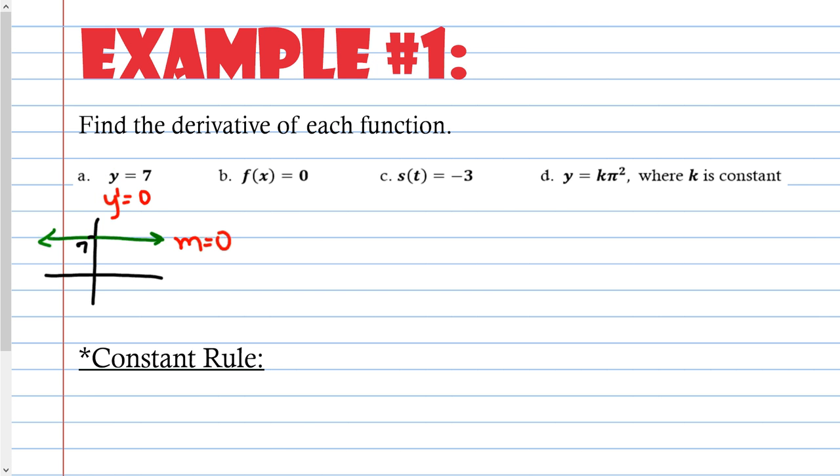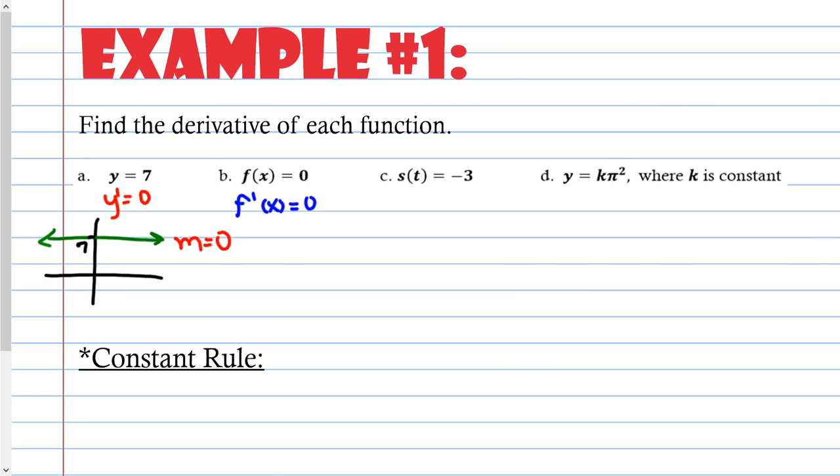Okay, b, same idea. f of x equals 0. That's just y equals 0. So the slope of that line, which is a horizontal line, would also be 0. Therefore, this is also 0. f prime of x equals 0. Now notice, I'm not just writing down 0. I'm actually stating the derivative is equal to 0. You need to do that.